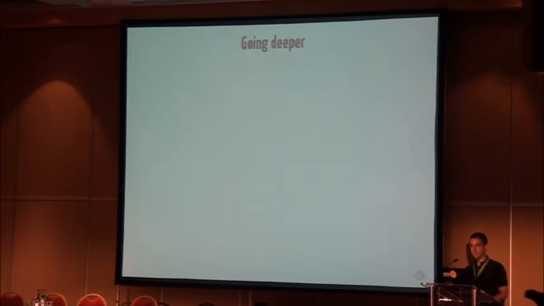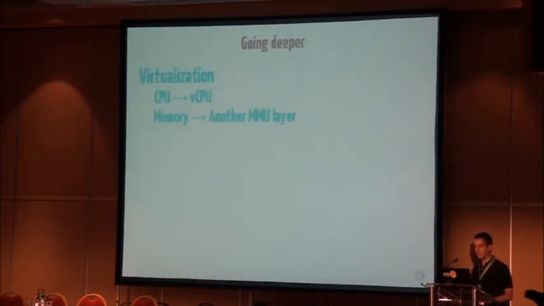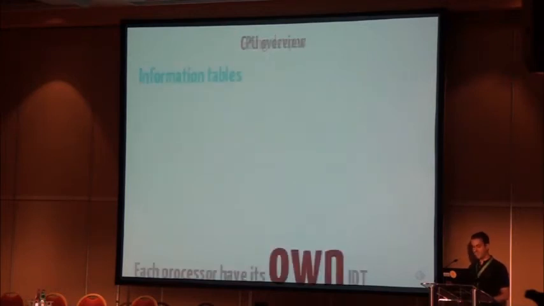What we will find in the next slide is how to do it in a generic way, meaning that you can detect you're virtualized under Cuckoo, under everything, just the VMM layer. So first, virtualization: you don't have a real CPU anymore, you have a virtualized CPU. You don't have memory, but another MMU layer. Inside the CPU, you have information tables, and each processor has its own IDT. IDT stands for interrupt descriptor table. When you move your mouse or press keystrokes, it sends an interrupt to your processor, and your processor executes the associated function.